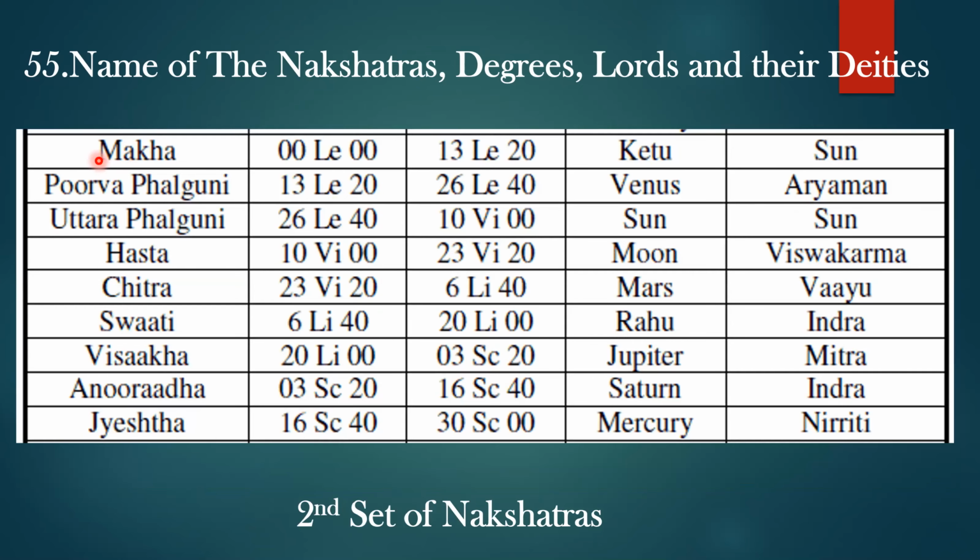Okay, Magha, Purva Phalguni, Uttara Phalguni, Hasta, Chitra, Swati, Vishakha, Anuradha, and Jyeshtha. These are the other nakshatras. Okay, again it's the same: 4, 4, 4, all have 4 padas, and there is a link between them; each and every rasi has 9. There are 3 things you need to remember.